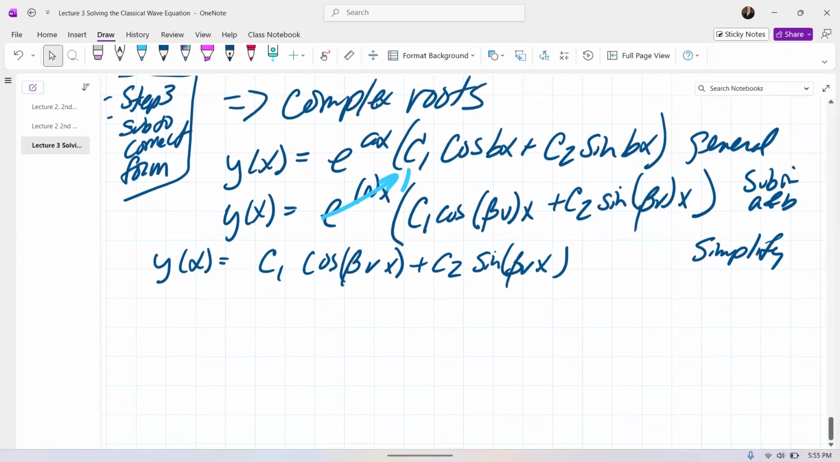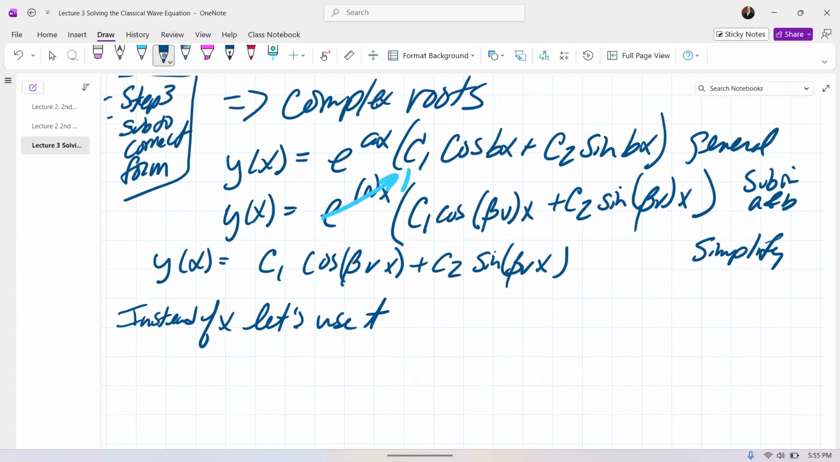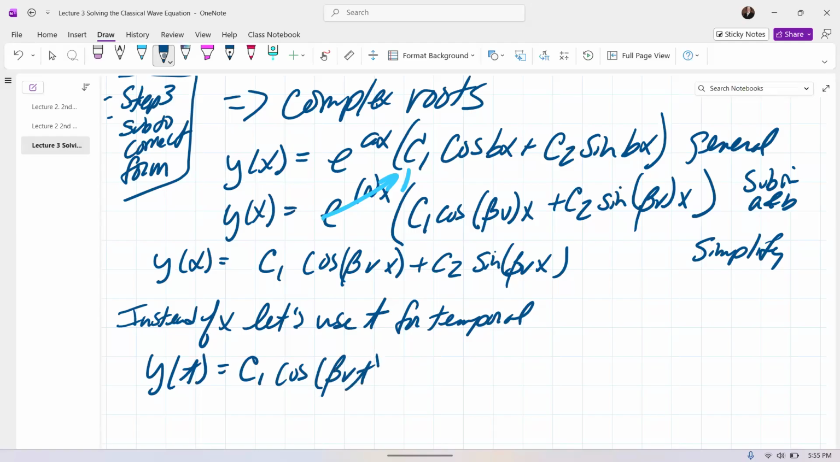Now, we've solved this using our worksheet, which used x, but instead of x, let's use t because this is the temporal equation. So y of t equals c1 cosine beta vt plus c2 sine beta vt. All right, x equals t for the temporal equation.